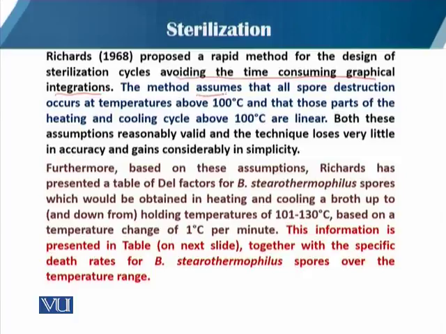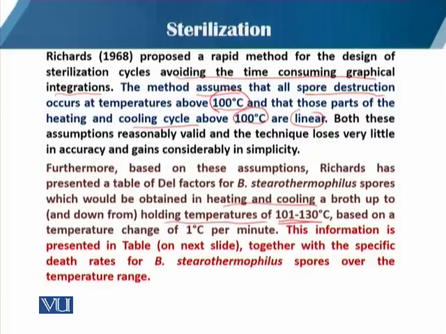The method assumes that all the spore destruction occurs at temperatures above 100 degrees Celsius, and that those parts of the heating and cooling cycle that are above 100 degrees Celsius are linear. So when we go beyond 100 degrees Celsius, the change is linear. Both these assumptions are reasonably valid, and the technique loses very little in accuracy and gains considerably in simplicity. Furthermore, based upon these assumptions, Richards has presented a table of the Del factors for Bacillus stearothermophilus spores, which could be obtained in heating and cooling a broth up to and down from the holding temperature.